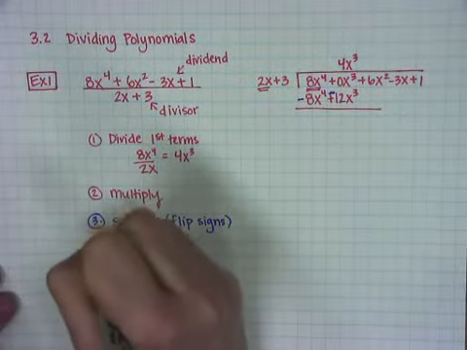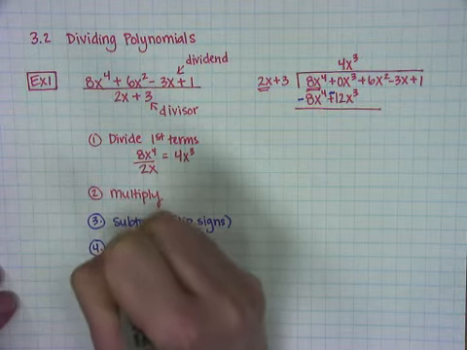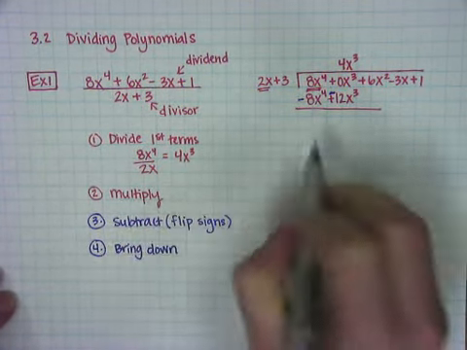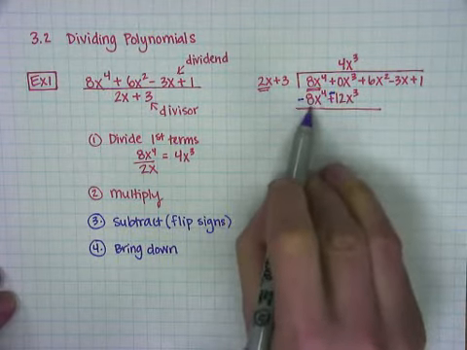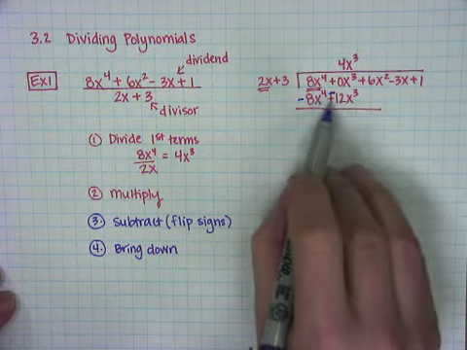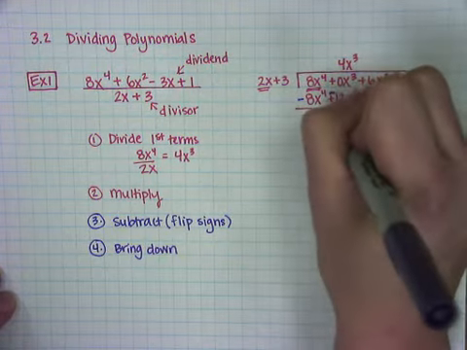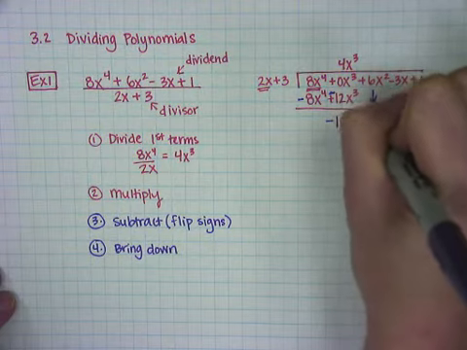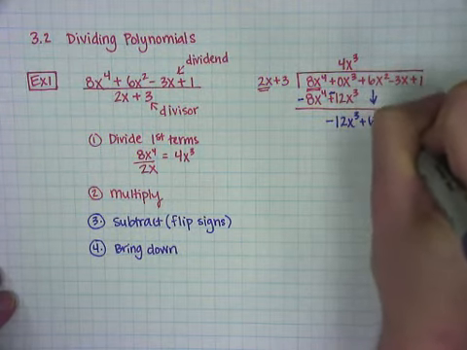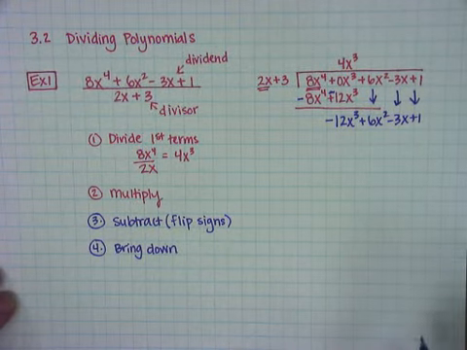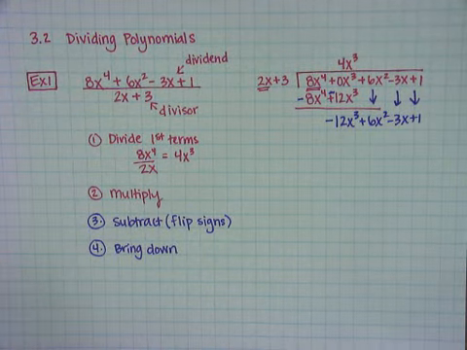And then your fourth step is to bring down. So let's see, 8x to the fourth minus 8x to the fourth is nothing, they cancel out. 0 minus 12x cubed is minus 12x cubed. And then I'm going to bring down the rest, so I have a plus 6x squared, a minus 3x, and a plus 1. All of these things come down. And then the problem starts itself over again.